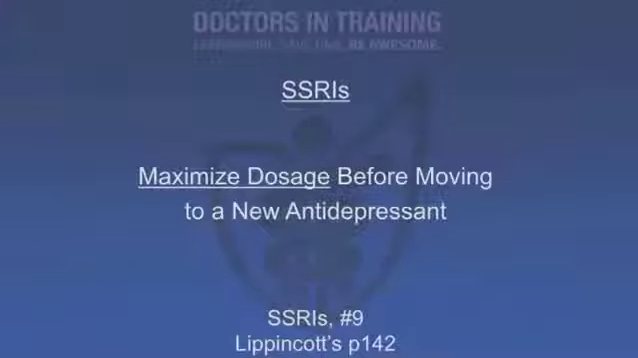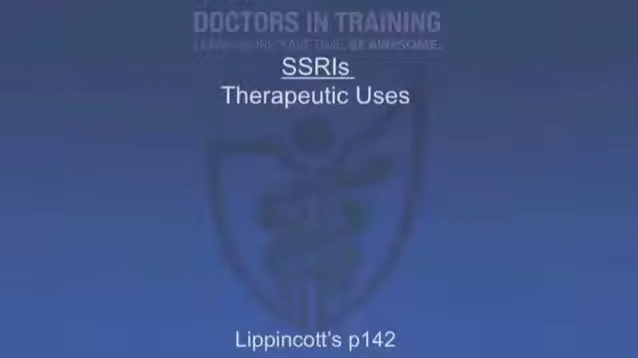Patients that do not respond to one antidepressant may respond to another, and about 80% or more will respond to at least one antidepressant drug. It is important to note that you need to maximize the dosage before moving to a new antidepressant, unless there were significant side effects or an allergy present. These medications do not usually produce central nervous system stimulation or mood elevation in normal individuals.